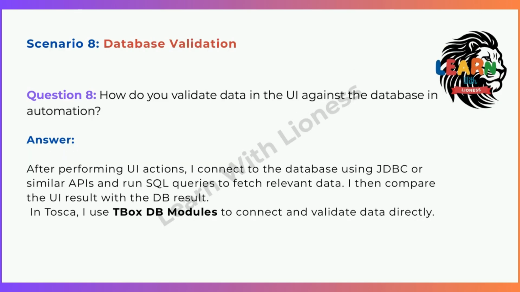Scenario 8. Database validation. Question 8. How do you validate data in the UI against the database in automation? Answer. After performing UI actions, I connect to the database using JDBC or similar APIs and run SQL queries to fetch relevant data. I then compare the UI result with the DB result. In TOSCA, I use Tbox DB modules to connect and validate data directly.